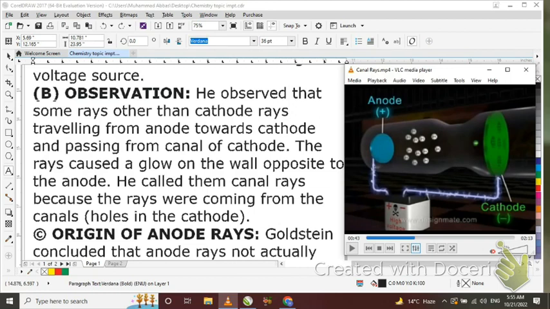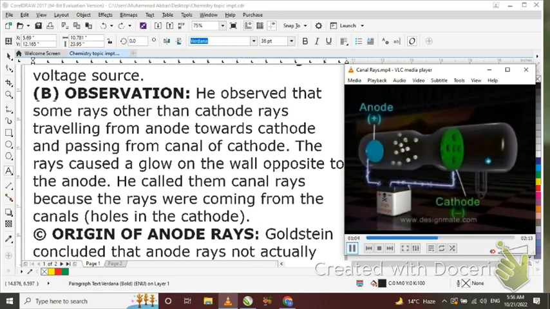Step 2, observation. He observed that some rays other than cathode rays traveling from anode towards cathode and passing from canal of cathode. The rays caused a glow on the wall opposite to the anode. He called them canal rays because the rays were coming from the canals, holes in the cathode.